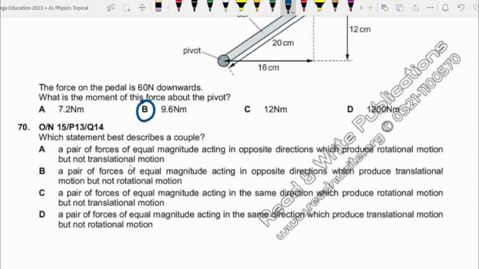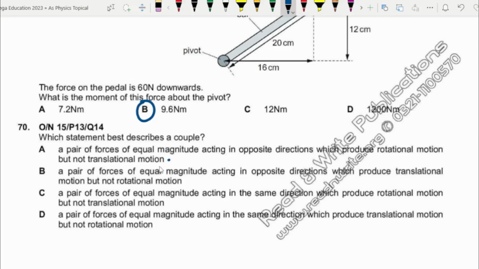Which statement best describes a couple? Forces of equal magnitude in opposite direction will produce a rotational motion but not translation motion. Why not translation motion? Because the resultant of the force would be zero, so the net force would be zero, but the net moment of force is not zero. So this option is in consideration and a very potential candidate for being the right answer.